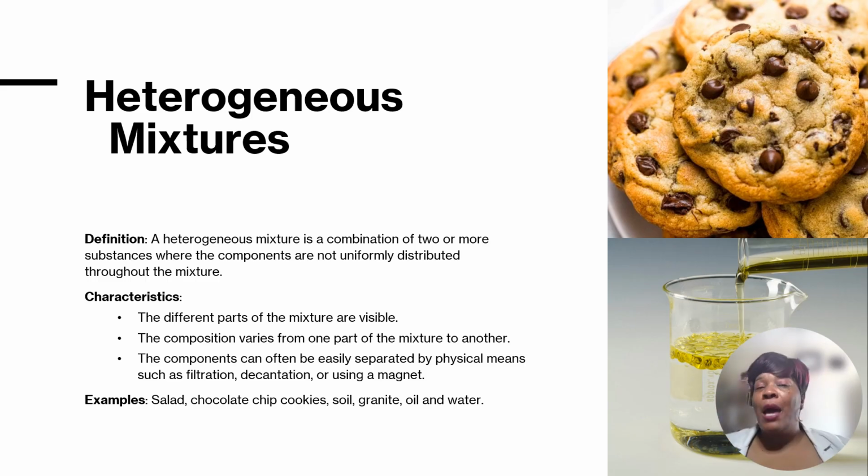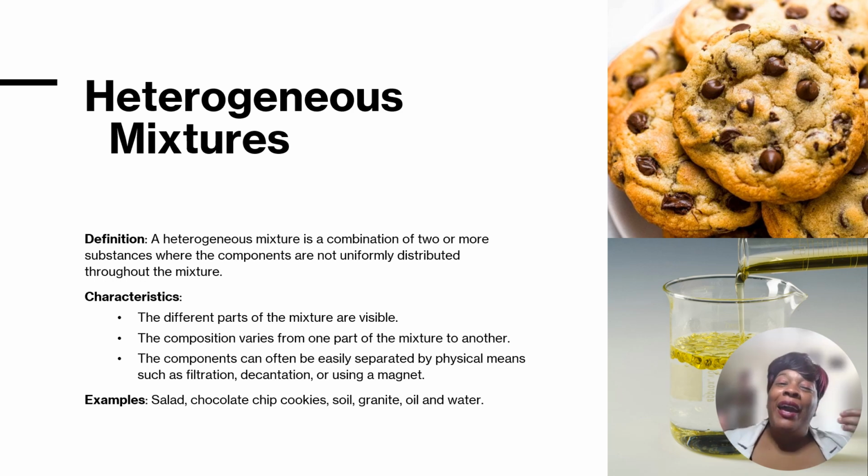So some of your examples are salad. I love salad with all kinds of vegetables on there. You can actually see the different components of the vegetables on my salad. A chocolate chip cookie, like in this picture that I have here. A chocolate chip cookie, you can see the different chocolate chips throughout the cookie. Soil, granite, oil, and water.